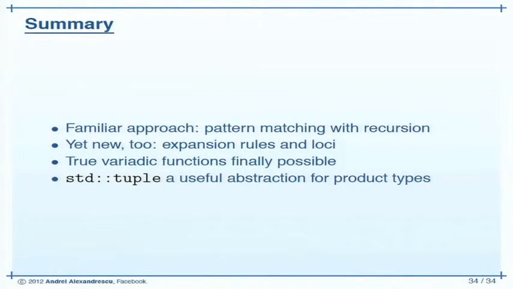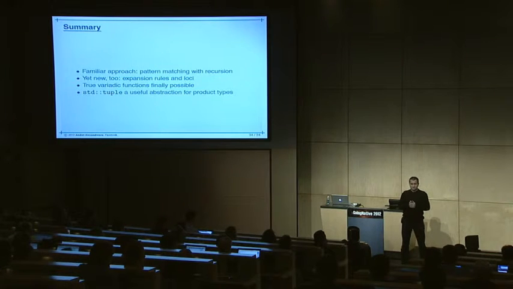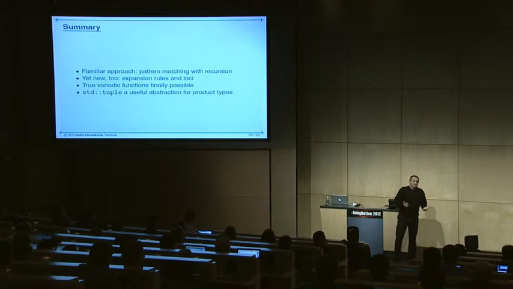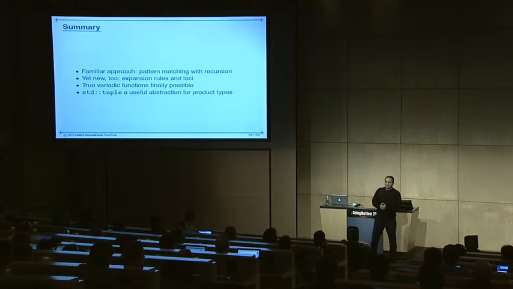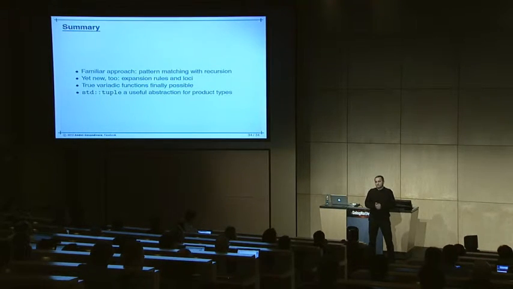True variadic functions are finally possible, which is a great thing. I love the printf that's variadic and safe. And finally, std::tuple is a useful abstraction for product types. I asked Alisdair, what happened to variant? Why is it not in the standard? He said essentially there's so much that people haven't had the time to do. Definitely there's variant in Boost and elsewhere. So it's good to have, and std::tuple is a very good flagship example of what variadics can do.